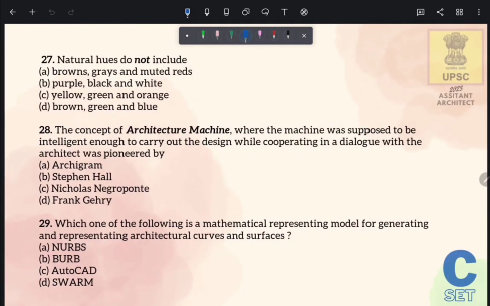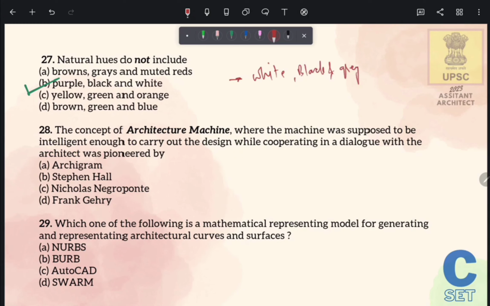Natural hues do not include. So the correct answer of this question is option number B, purple, black and white. These are not natural hues. Other than this, white, black and grey are neutral colors.